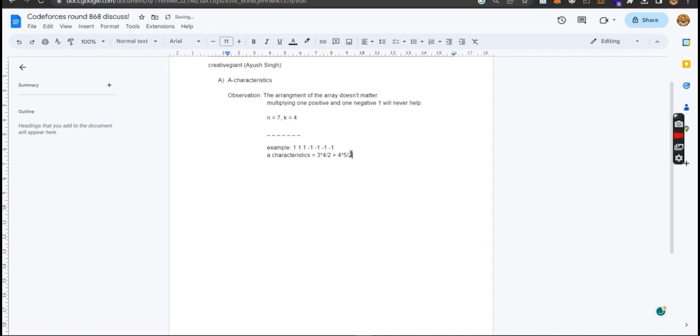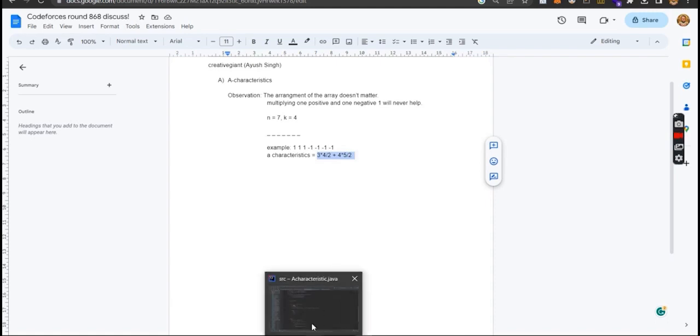And you can just brute force, go through every index and check for this formula. If it equals k, the answer is yes, else the answer is no. So let's move on to the implementation part.